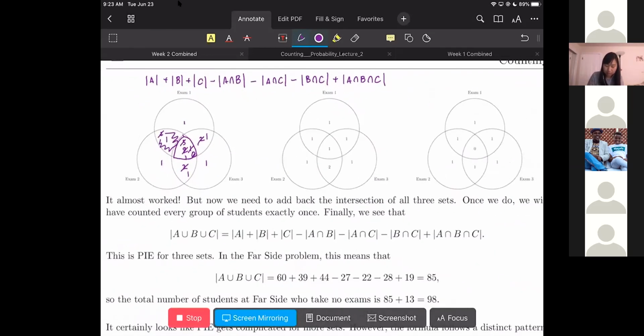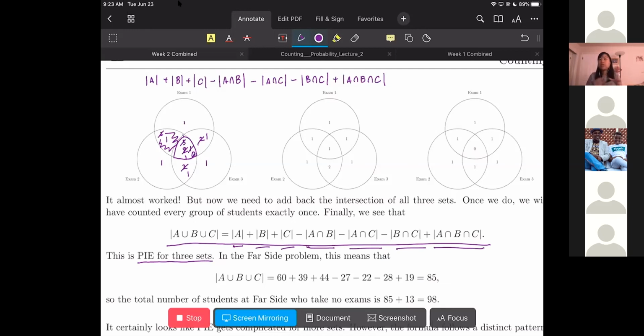This is a prettier way of writing it than my handwriting. So in order to count every section exactly once, we have to use the following identity. We take the number of students in set A plus the number of students in set B plus the number of students in set C. We subtract out the pairwise intersections as I drew out on the top left. And then finally we have to add back that center one because we subtracted it out 1 too many times. We call this the principle of inclusion-exclusion for 3 sets.